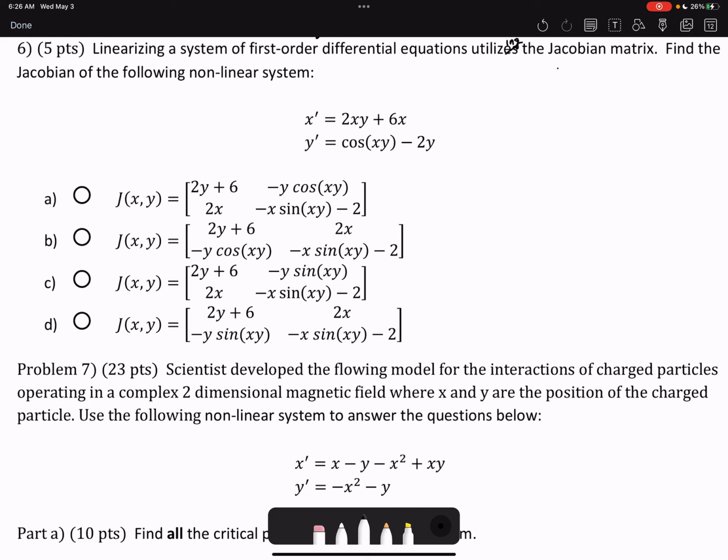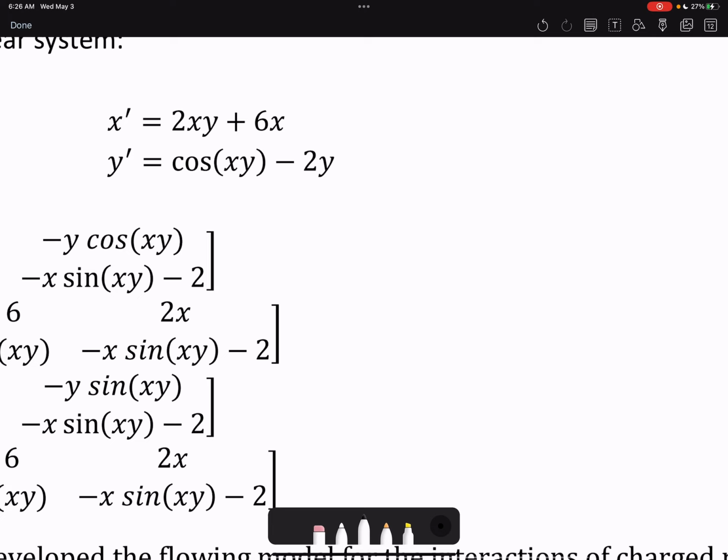If we linearize it and then we look at the critical points, we evaluate the Jacobian at the critical points, we can describe the behavior around those points in most cases, which is pretty useful if we cannot get a closed form solution for the system because it's nonlinear and it's harder to solve. So looking at this, remember how the Jacobian is formed.